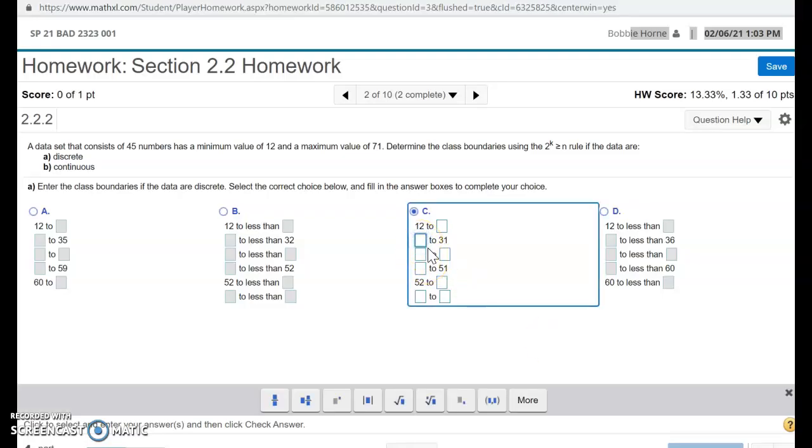So an easy way to do that is just add 10 to each number here. A class width of 10 would be 12 plus 9 more numbers to make 10 numbers. So that would be 21, and then go by 10. 21, 31, 41, 51, 61, 71.